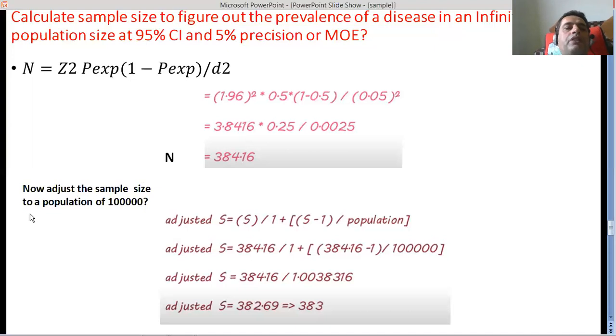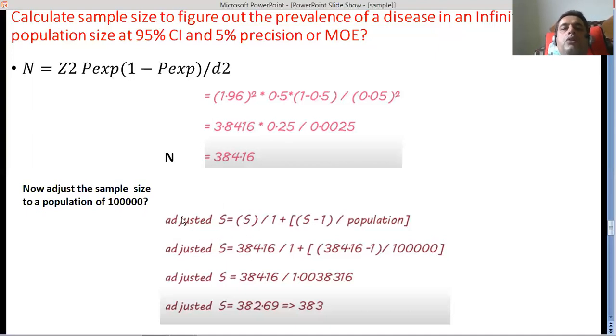Now adjust the sample size to a population of 100,000. I have given you initially in our first slides the rationale behind it: the sample size does not increase very much with increase in the population above 100,000. That's why you can just calculate it for 100,000, and again your study will be correct and right. So for instance, the adjusted sample size is S.